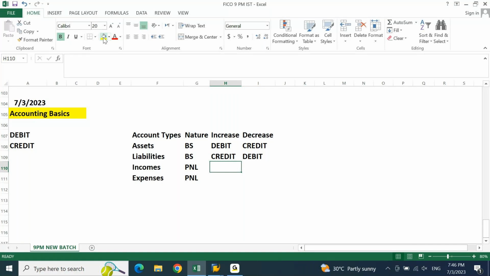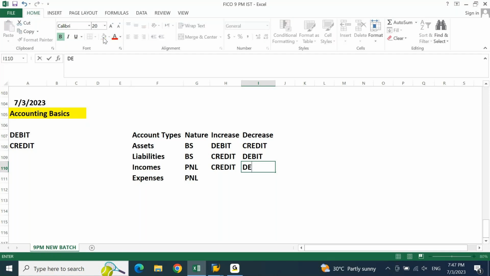Similarly, for your income, if your income is increasing, are we going to debit or credit? Credit. You will be crediting your income if your income is increasing. What if your income is decreasing? You are going to debit it.